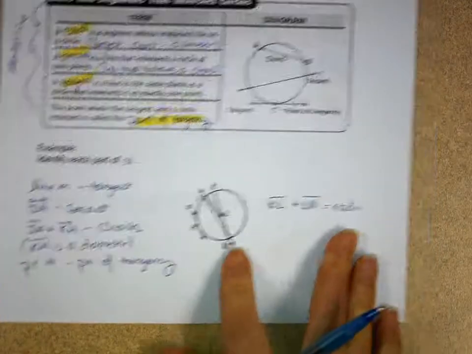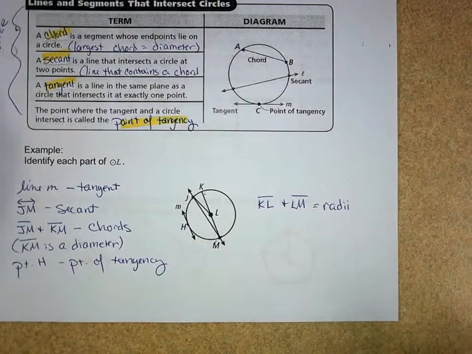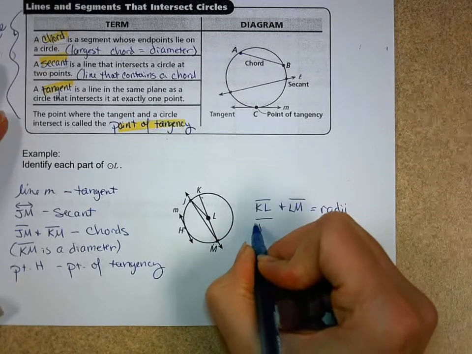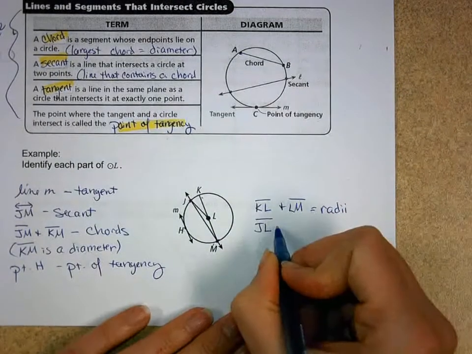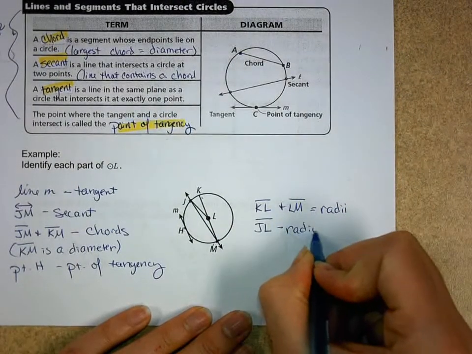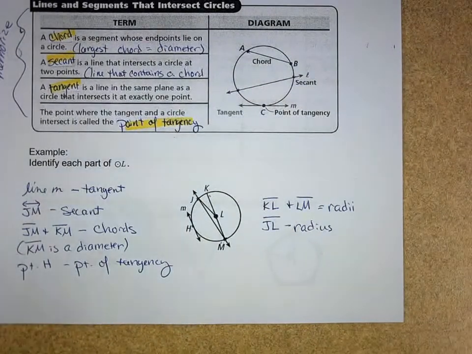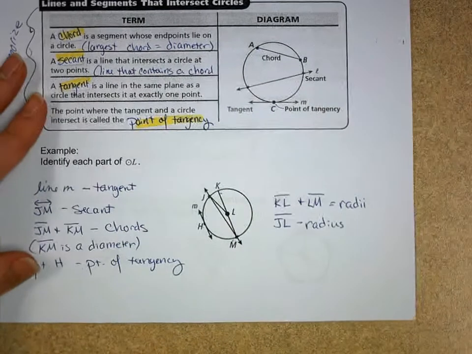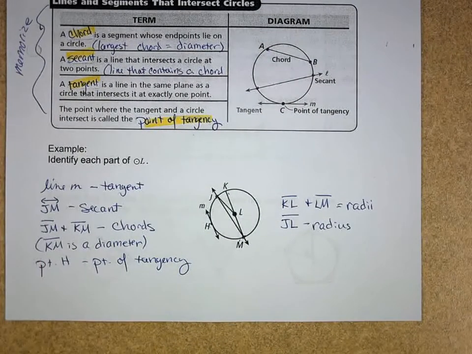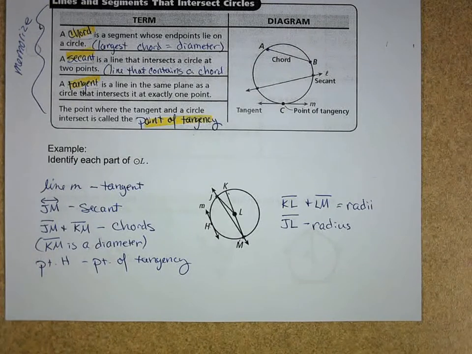And we have our two radii on there, but we also have JL. I forgot segment JL. There is also a radius. What's so special about all of those three segments? They're all going to be congruent to each other. So hopefully that gave us some different parts that we're supposed to be able to identify. So let's keep going to the other page, and we're going to talk about tangent lines.